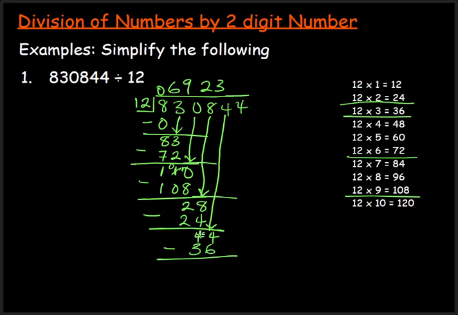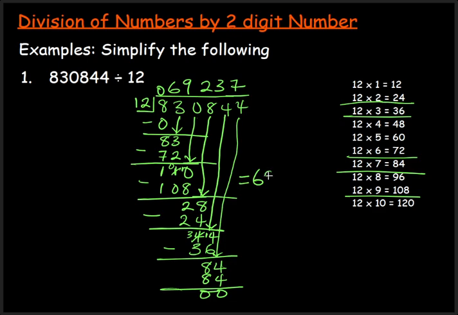Subtract. We borrow from here. This will be 14 minus 6, that will be 8. And then we bring down our 4. 12 into 84. We have that here, that will give us 7. So 12 times 7 will be 84. So these are our answers. The final answer will give us 69237.